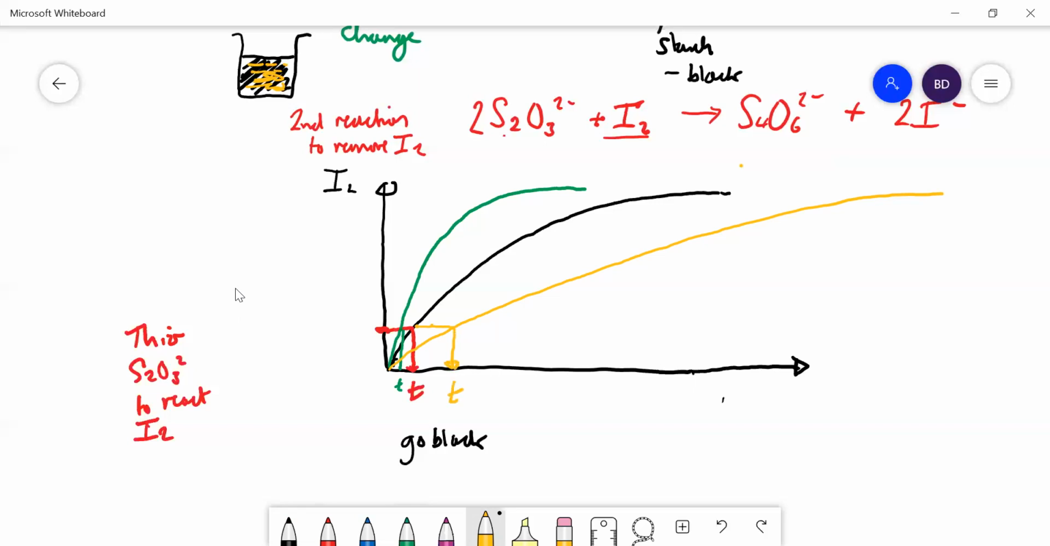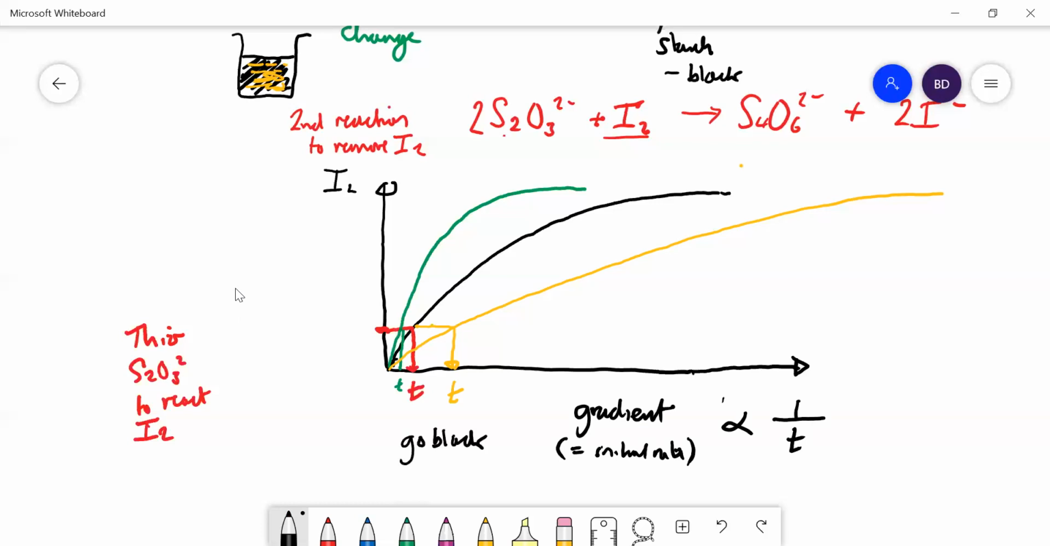So now you can see that time t is going to give us an indication of the initial rate. What is the initial rate? It's the gradient for that first bit of the line up to time t, isn't it? So hopefully you can see there that the gradient, which is equal to the initial rate, is going to be proportional to 1 over t.